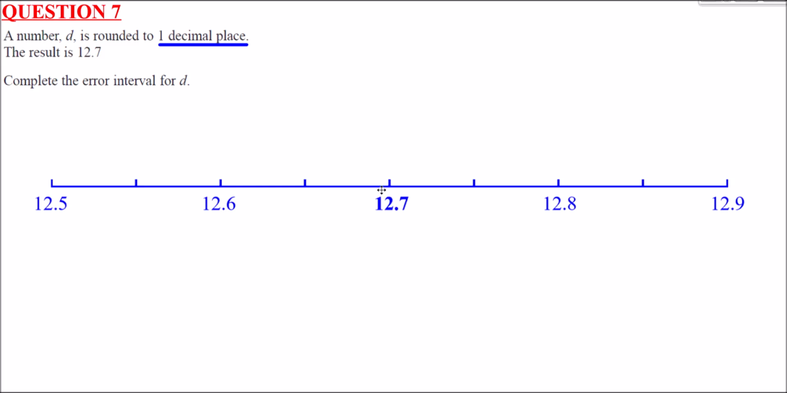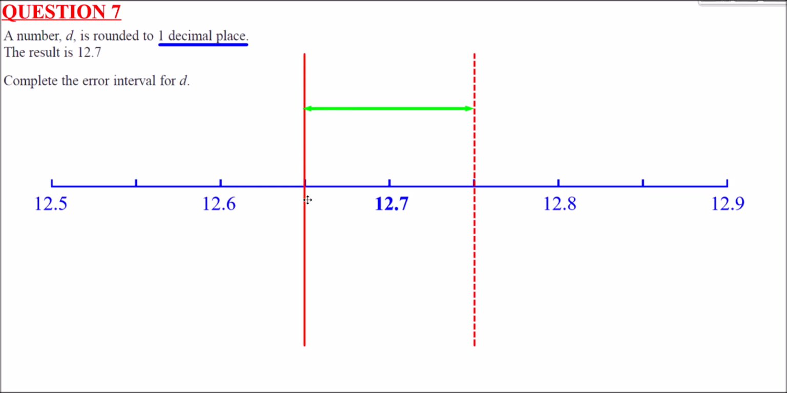But if it's been rounded and it's closer to 12.7, that must mean the value it was before it was rounded off must be nearer to 12.7 than either 12.6 or 12.8. So if I just consider the halfway points in between 12.6 and 12.7, and again halfway between 12.7 and 12.8, D must be in between these boundaries here. That's where D must be.